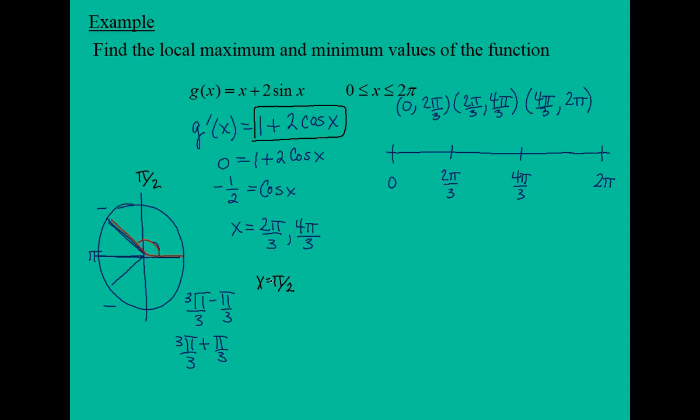so we would have 1 plus 2 cosine of pi over 2. Now we know that the cosine of pi by 2 is 0. So 2 times 0 is 0. So we'd be left with 1. So we are plugging into our derivative pi over 2, and we got a value that is positive. So we know it's increasing on this interval.